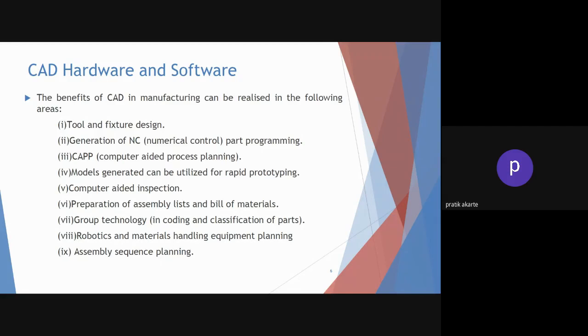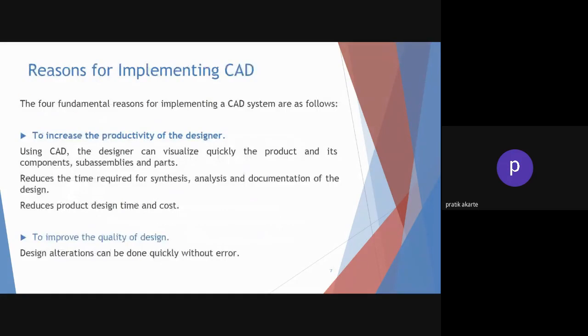So whatever the 7 or 8 points mentioned here, all of these are related to manufacturing. But CAD, computer aided design, or the use of computers and related application software, helps to improve all these features. Now, there are 4 fundamental reasons for implementing the CAD system. So there are a few reasons why the industry implements the CAD system.